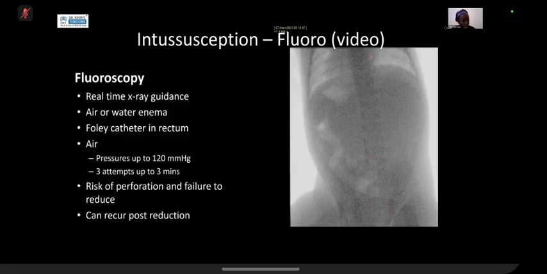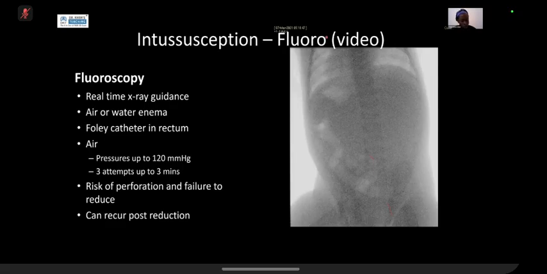So what we do in my practice is that we do an air enema reduction, so a pneumatic reduction. Some centres do a water enema reduction, but I think I and Sam, we both do pneumatic ones. And what we do is we do it under fluoroscopy, so we have real-time X-ray guidance because there's a risk of perforation. And so we put a catheter into the rectum. So I try to use as big of a one that I can fit in. So a 16 French is usually what I go for. And I put it into the rectum.